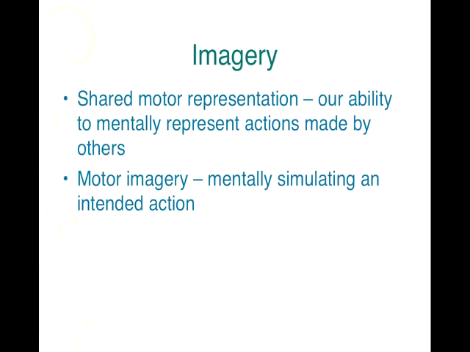And one thing you have to make sure that happens is that people can have this shared motor representation. So it's our ability to imagine others doing actions. So I can represent actions that someone else might do, so I can imagine somebody else riding a bike, but also I can imagine myself riding a bike if I saw somebody doing it. So it's our ability to represent motor movements based on others.